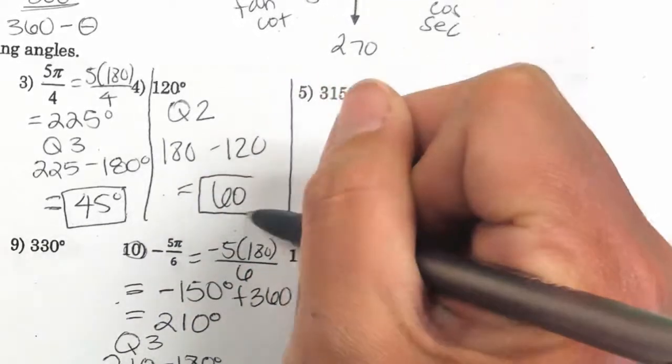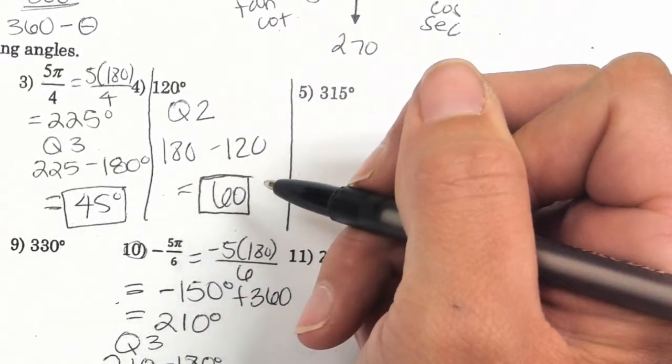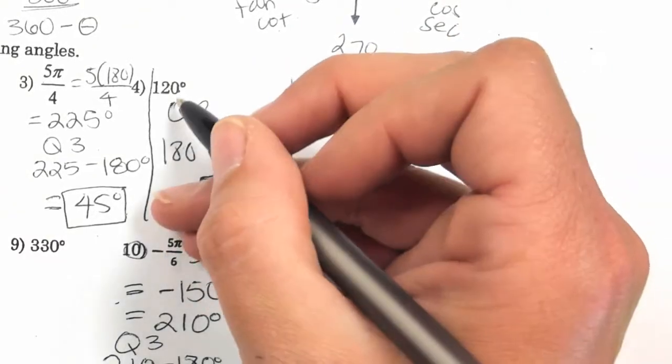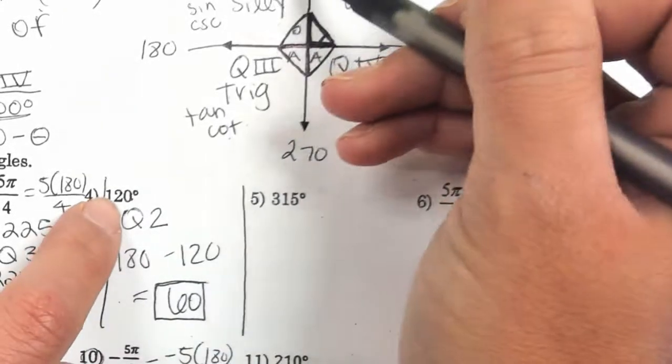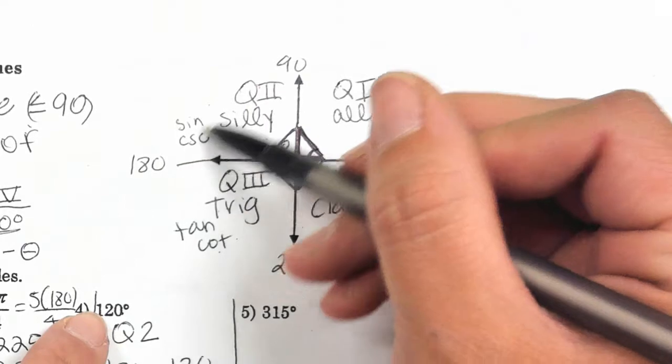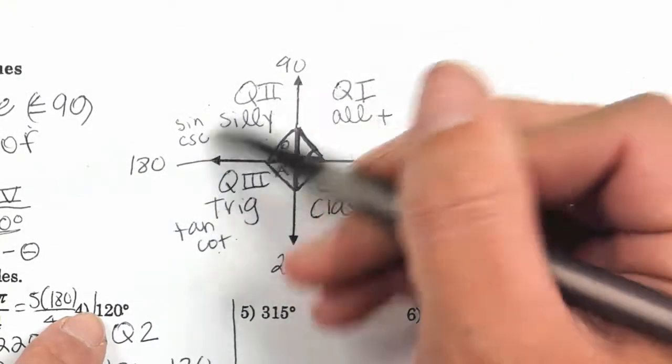Good. But how would you know what quadrant it is? You just look at 120, and this is 90 to 180, so we know it has to be in between here because 120 is in between 90 and 180.